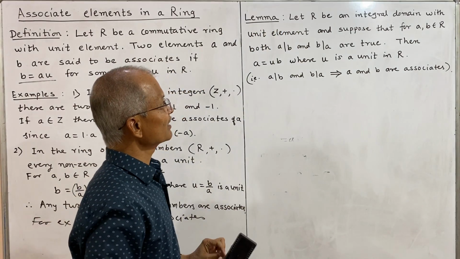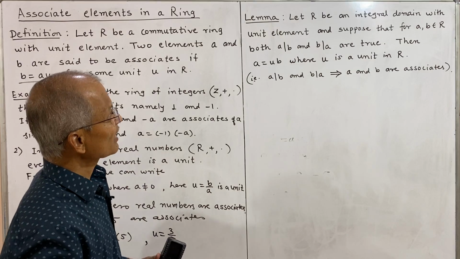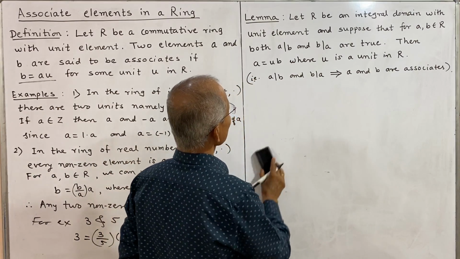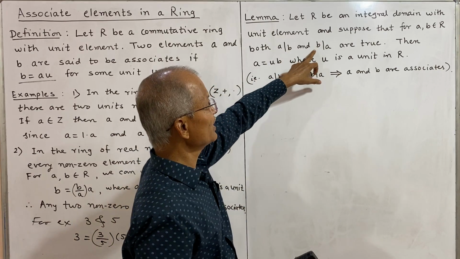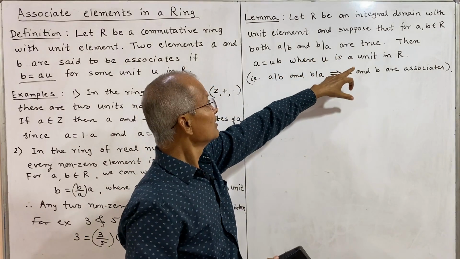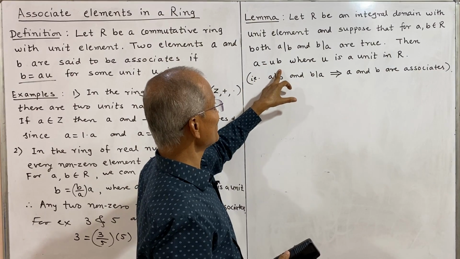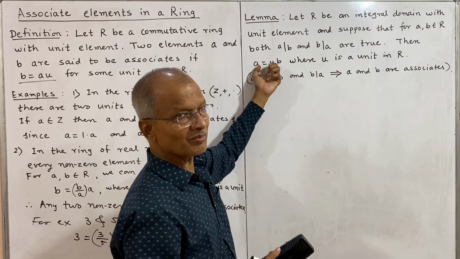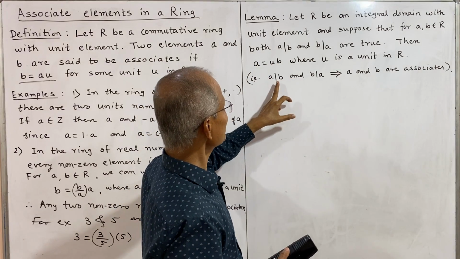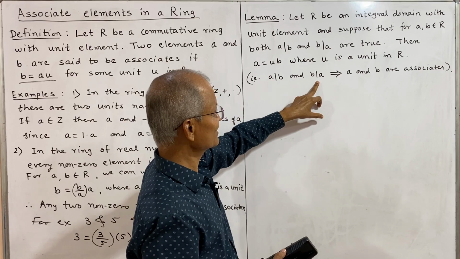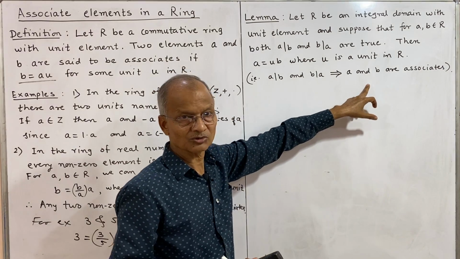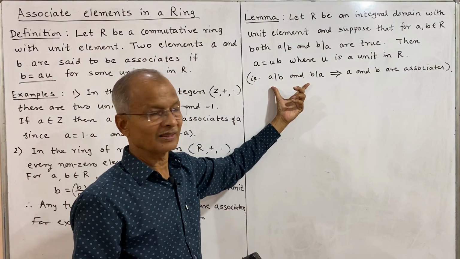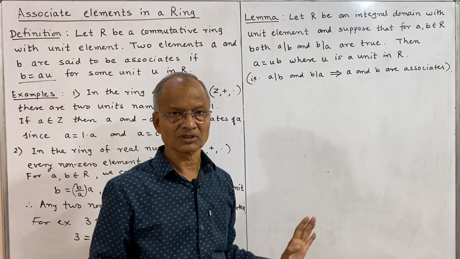Let R be an integral domain with unit element, and suppose that for a and b in R, both a divides b and b divides a are true, then a is equal to ub, where u is a unit in R. A is equal to ub means a and b are associates. That means if a divides b and b divides a, this implies a and b are associates, or in other words, if two elements divide each other, then the two elements are associates.